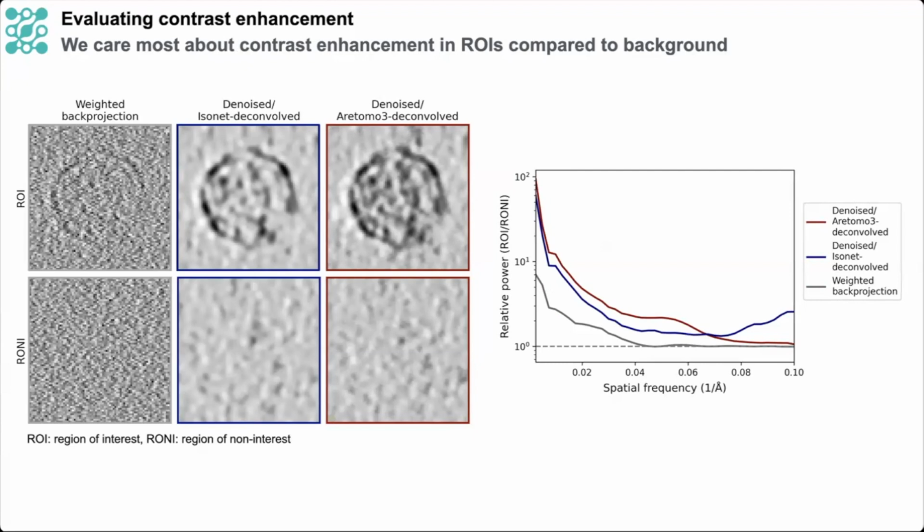Taking the ratio of the power spectra of the regions of interest to the background regions provides the most insight into how much contrast enhancement we're seeing in the parts of the tomogram that we most deeply care about and will actually use for downstream processing. Based on this analysis, we estimated that we were observing roughly a 5-fold increase in the contrast enhancement in these specific target regions for our denoising compared to weighted back projection. And importantly, this contrast enhancement extended out to intermediate resolutions without introducing artifacts at higher resolution as we observed in the ISONET case.